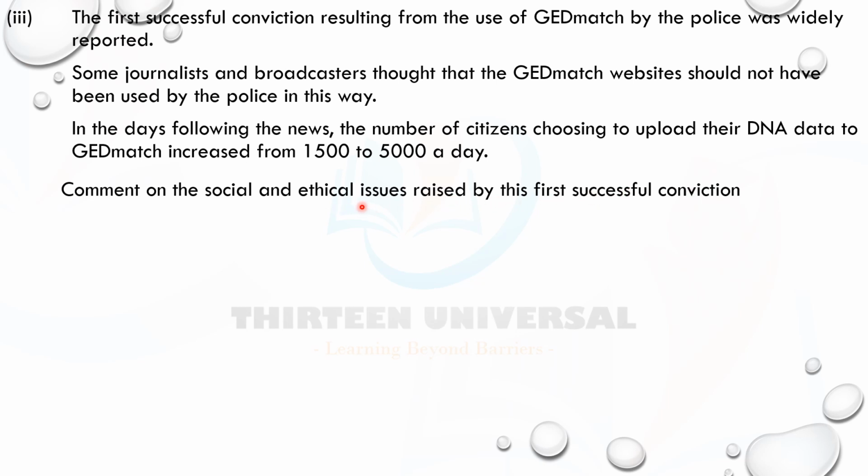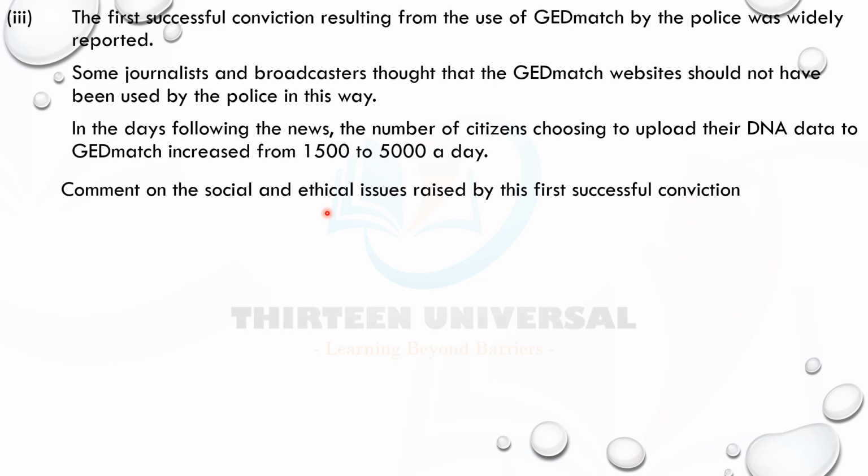So what are the issues here? When they say social and ethical issues, we're talking about the advantages and problems of the use of GEDmatch. What advantage? Number one is that many crimes were solved and criminals were caught. That's what people say when uploading. Because criminals were caught, it created a safe community for everybody. People want more criminals to be caught. And finally, we now see that DNA has brought order. It has helped the judiciary system.